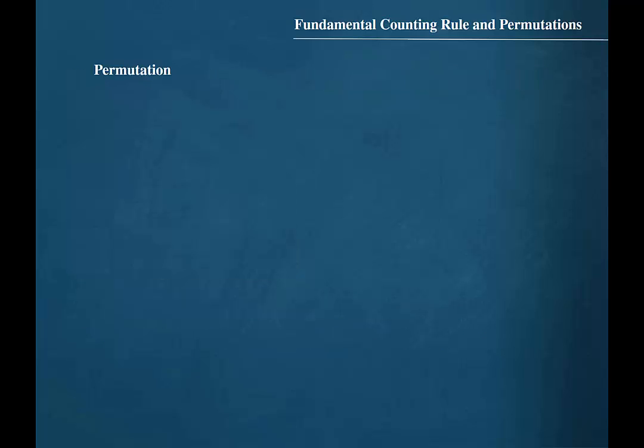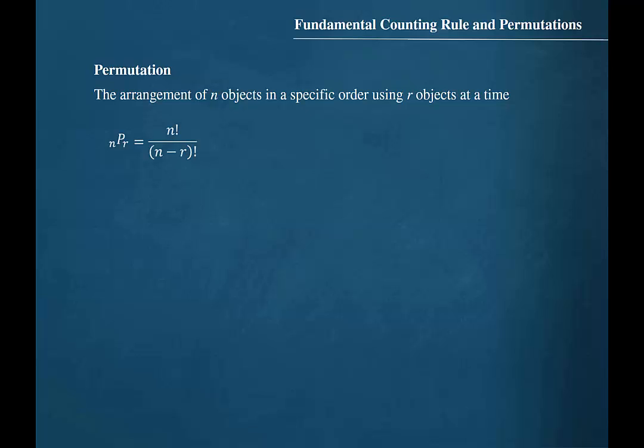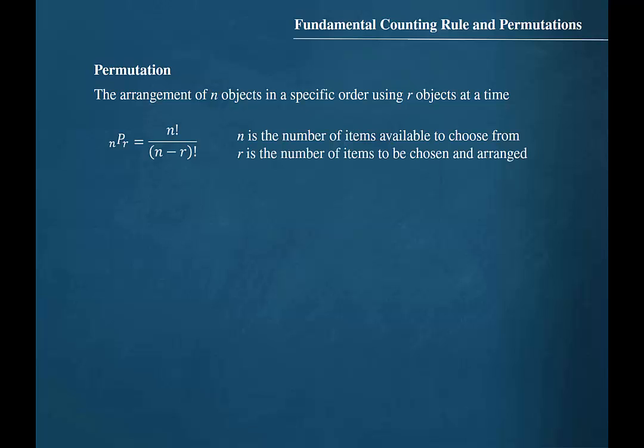The batting order problem can also be carried out using a permutation. A permutation is an arrangement of n objects in a specific order using r objects at a time. The notation is nPr, and the formula is n factorial divided by n minus r factorial, where n is the number of items available to choose from, and r is the number of items to be chosen and arranged.